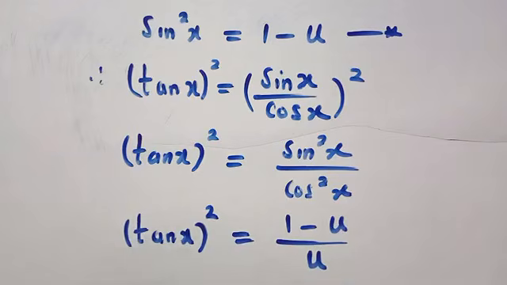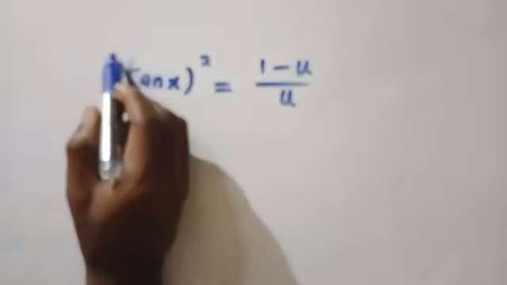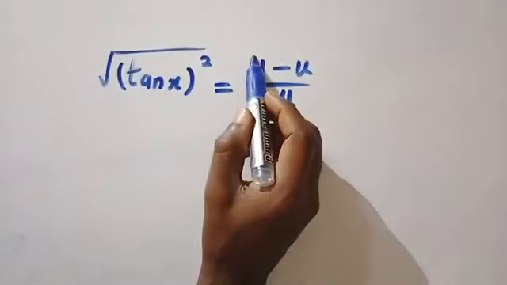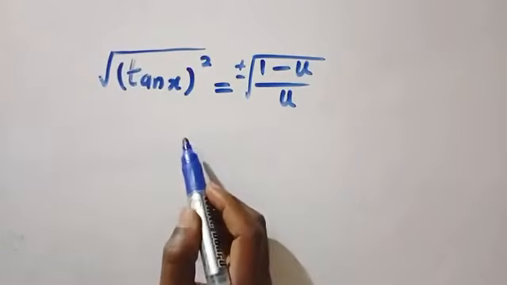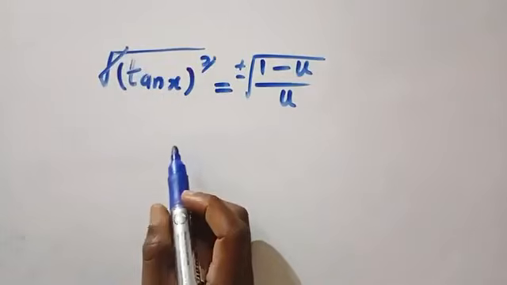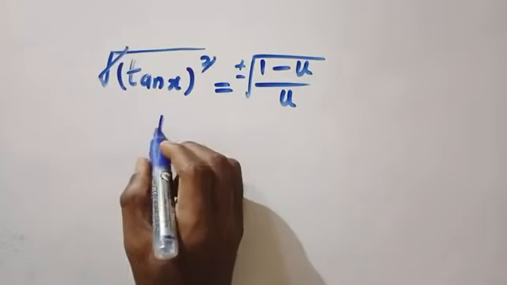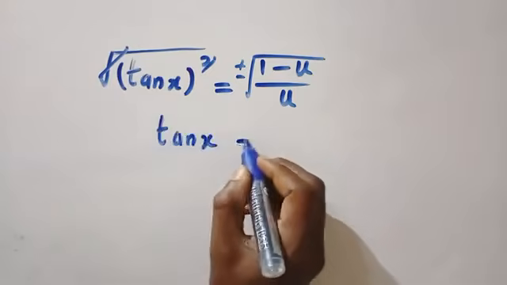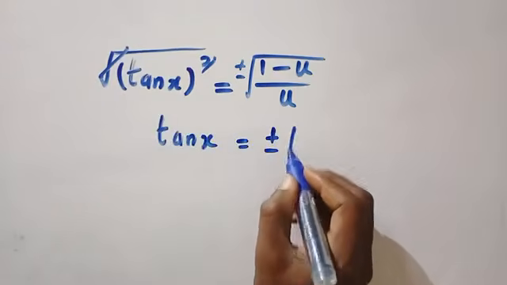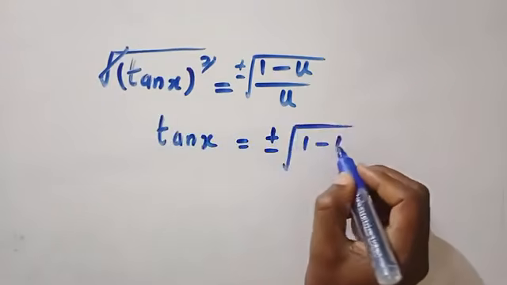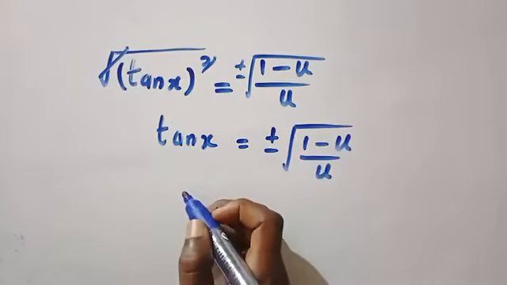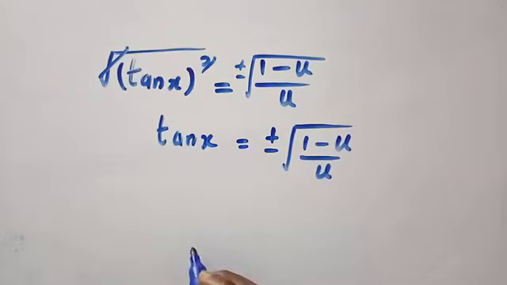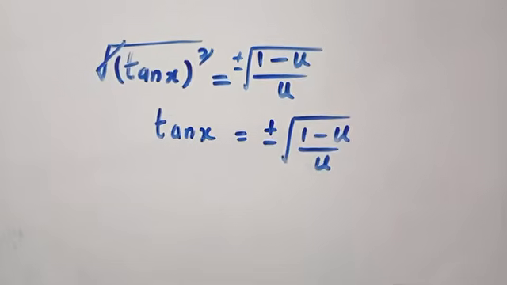By taking the square root of both sides, we have plus or minus. Square and square root cancel. This gives us tan x equals plus or minus the square root of 1 minus u divided by u. So here we have expressed tan x in terms of u, but this is plus or minus. How can we deal with this?